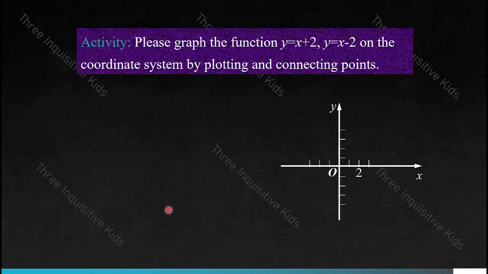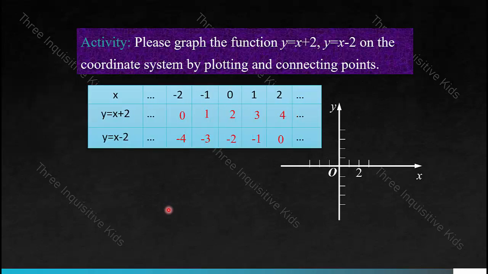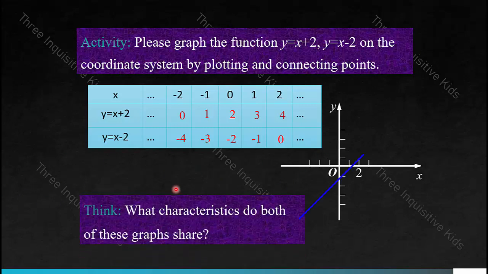Please graph the function y is equal to x plus 2 and y is equal to x minus 2 on the coordinate system by plotting and connecting points. Well, this is the table we have. And then we can think, what characteristics do both graphs share? So here, this is what it would look like once all graphed down. So we have two graphs on the same plane, and think, what characteristics do they both share?